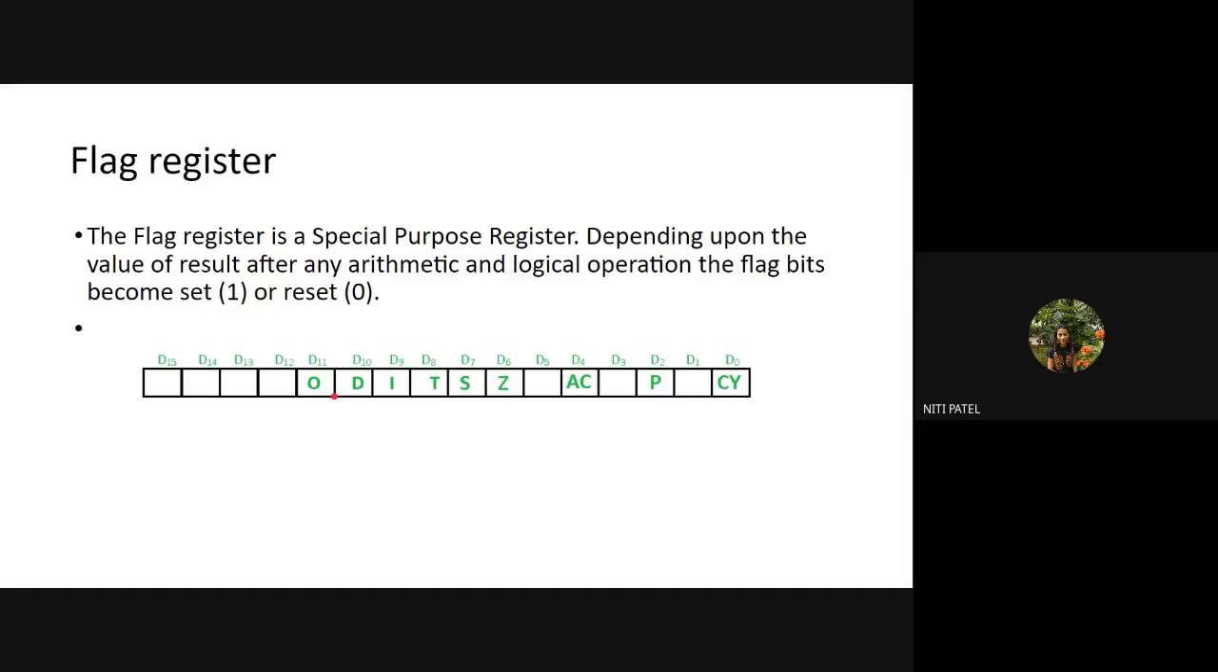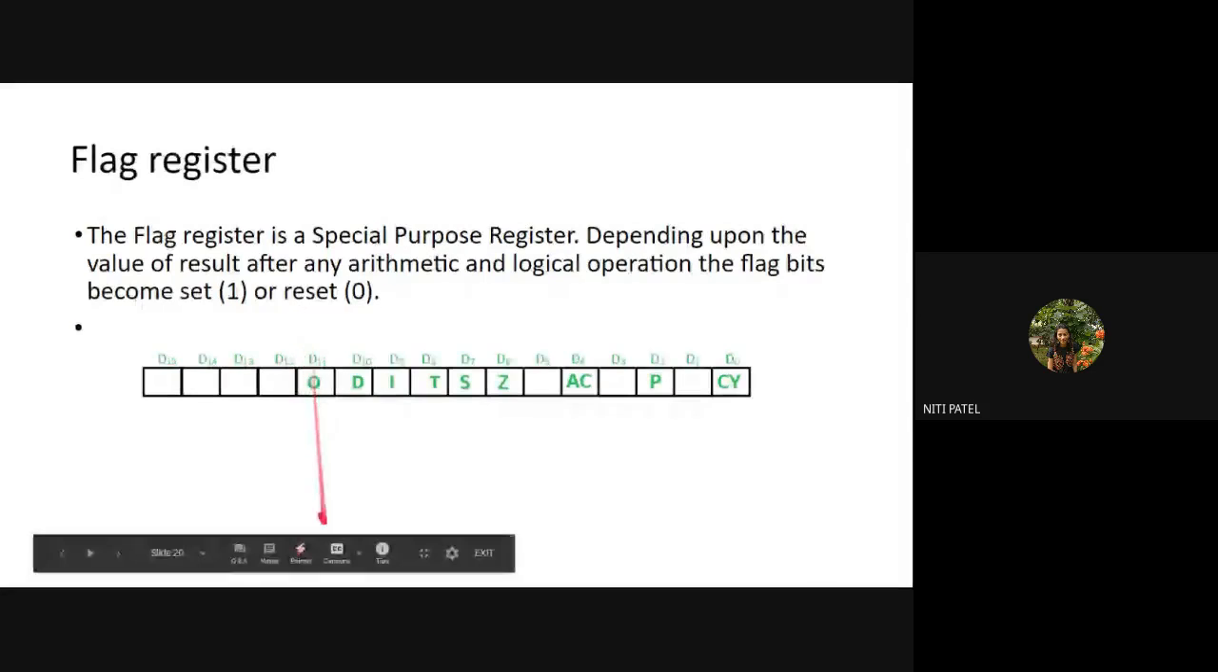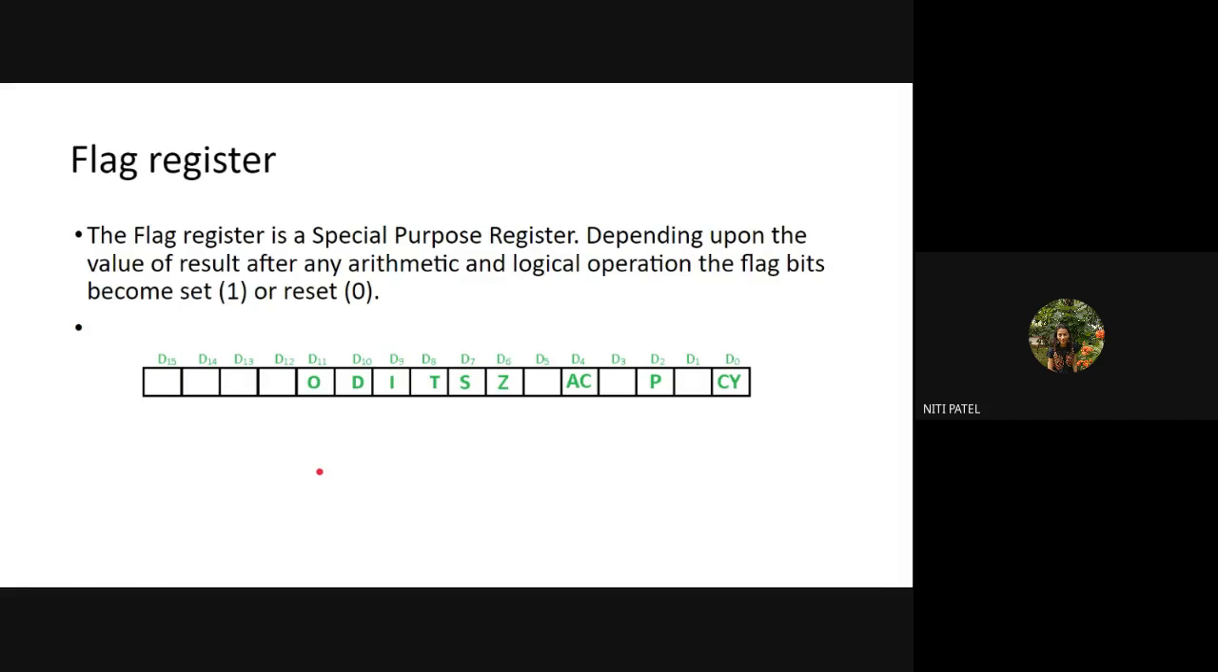So in any case, not due to the carry, but due to a system error, if an overflow has occurred, at that time this bit will be set. If nothing has happened due to a system error, if I am getting the result as 16 bits only, at that time this flag will be set to 0. That is what overflow is. Clear? Now next I have DIT.